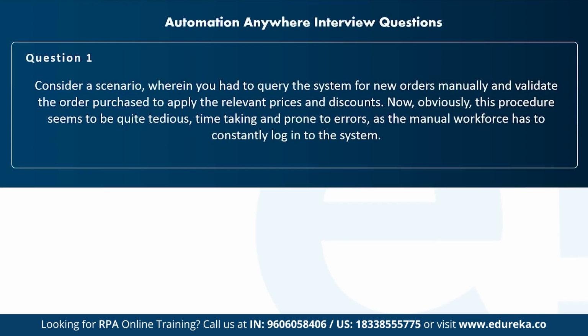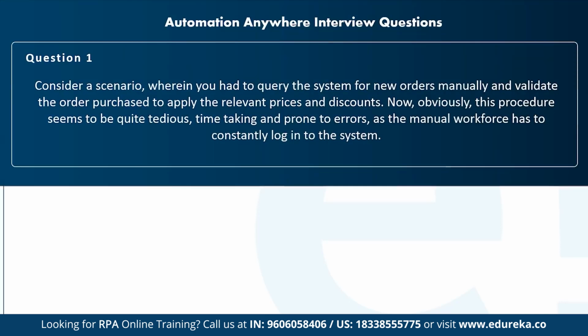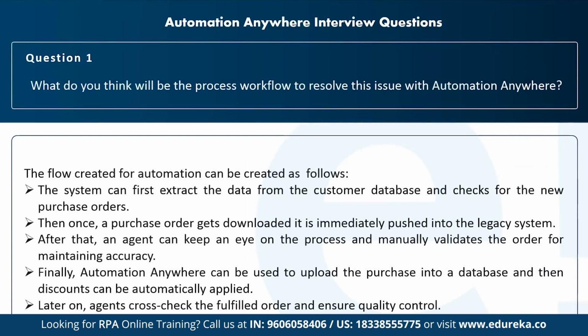Now consider a scenario wherein you had to query the system for new models manually and validate the order purchased to apply the relevant prices and discount. Now obviously this procedure seems to be quite tedious and time taking and prone to errors, right? As you know, manual workforce has to constantly log into the system and then they have to validate the process, enter the data again, and then they also have to apply the discounts, right? Now what do you think will be the process workflow to resolve this issue with Automation Anywhere? Well, you can answer this question by just drawing a workflow in your mind, and then you can explain your workflow to the interviewer.